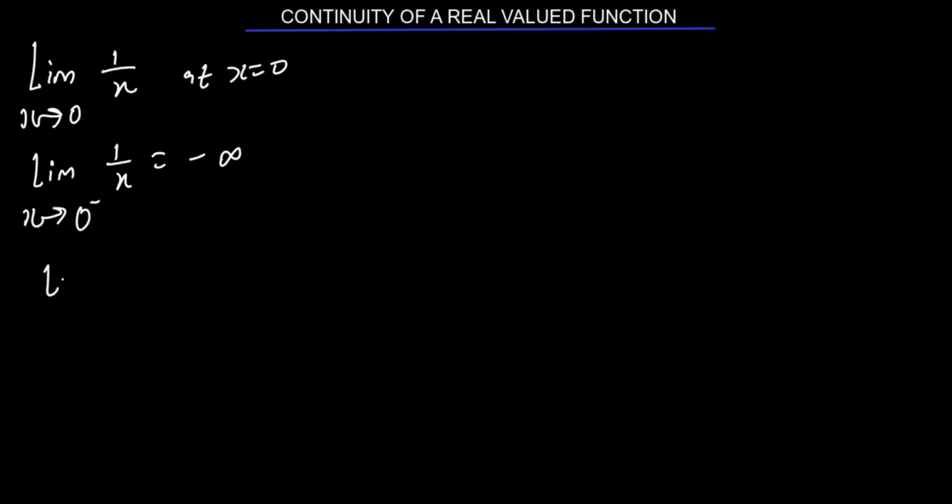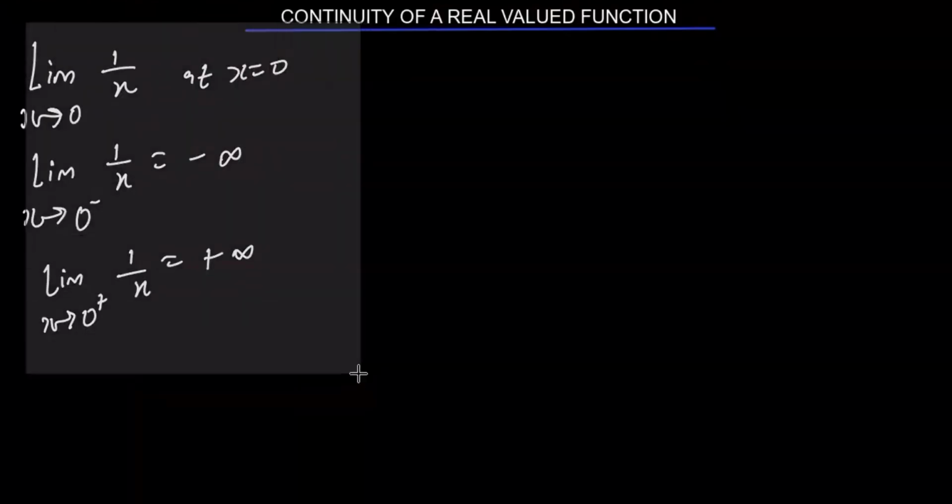And also, if I have the limit as x tends to 0 positive of 1 over x, this one I'm having 0 from the right. So I'm having positive infinity. So is f continuous here? No. f is discontinuous at x equals 0 and it has infinite discontinuity. If you can have infinity in any of them, conclude infinite discontinuity.